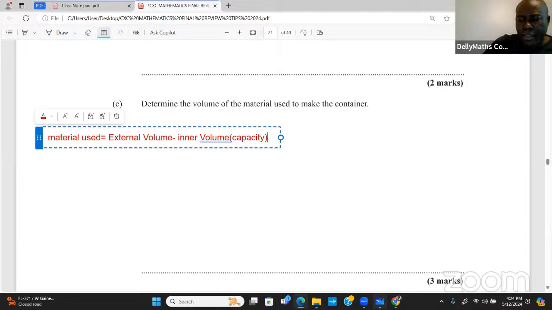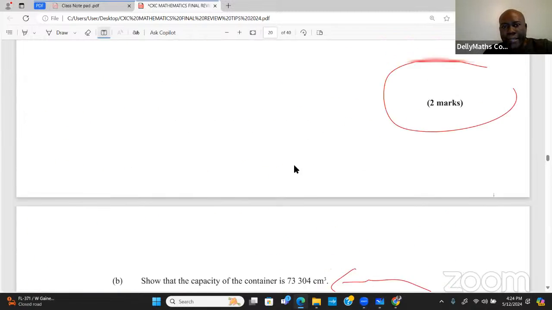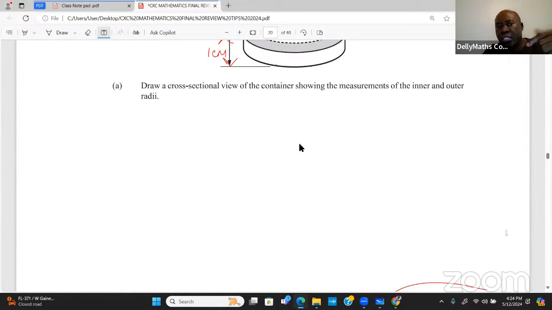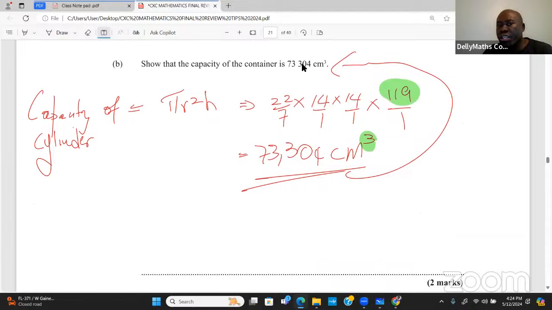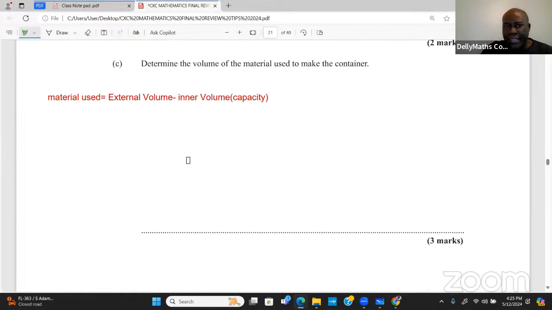So in other words, if I find everything using 15, let's look back at it. I'm going to use 15 and 120, and I'm going to pluck out of it 73,304. And I'm going to be left with the material, because this is actually an empty space. Space to be filled is an empty space, right? So basically I'm going to go for that external idea.